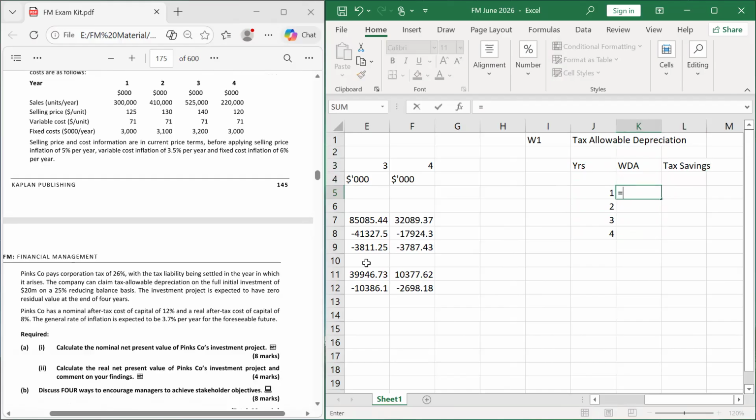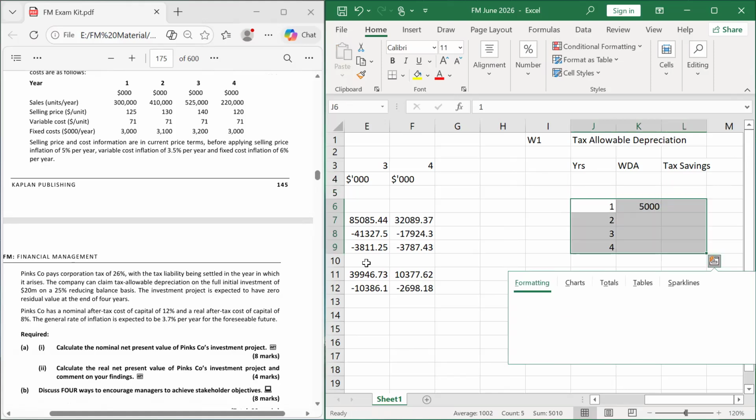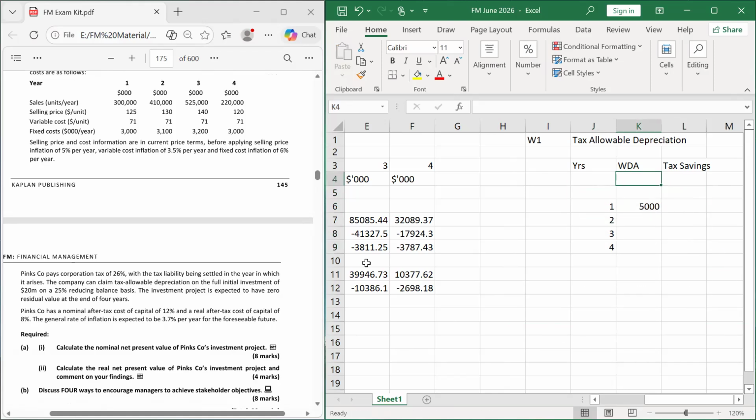The written down allowance for the first year will be the cost of the asset, 20,000 in this case, multiplied by 25%. That will be your written down allowance. These are small things, but you should be aware that because we are doing the workings in triple zero, you should write triple zero here as well. Now I told you a shortcut. Because it's a 25% reducing balance method, you can multiply this by 75. Similarly, you can multiply this by 75.